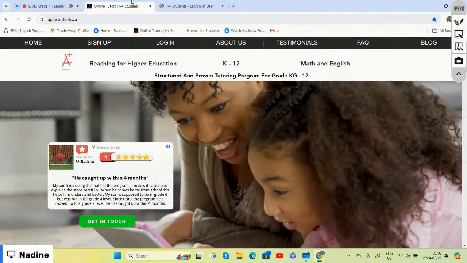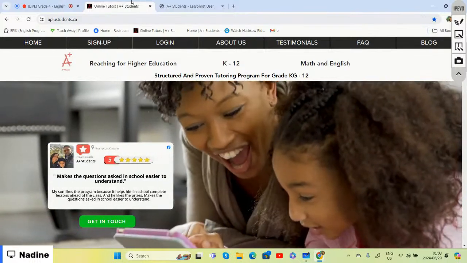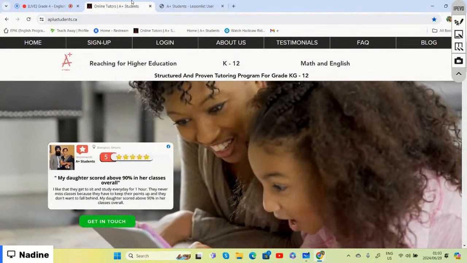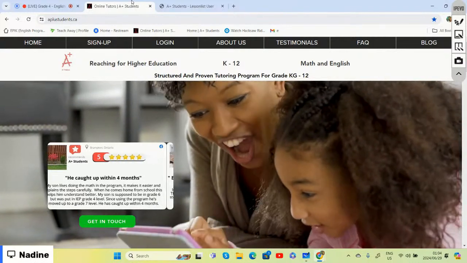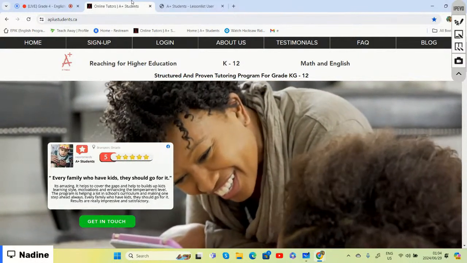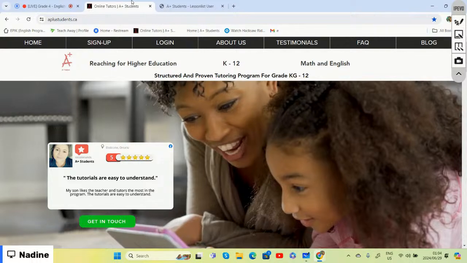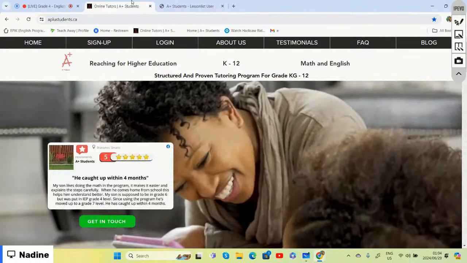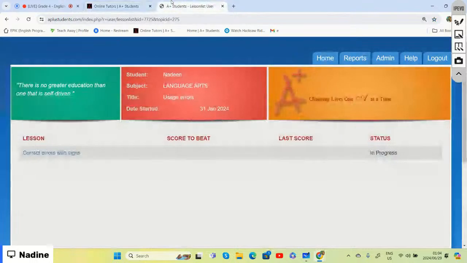Today we'll be doing our grade 4 English lesson on usage errors. Before we start, we're going to log on to aplusstudents.ca. Once you've logged on with our username as well as our password, we're going to select the subject of English Language Arts, grade 4, and then scroll down until we get to the chapter of usage errors.